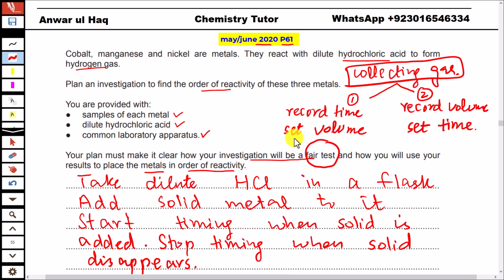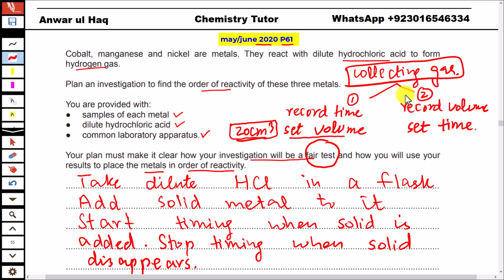For example, you fix the volume of gas to be 20 centimeter cube. Now, in this method, you have to collect the hydrogen gas that is produced after the reaction of metal with dilute hydrochloric acid, and you have to start timing when solid is added, stop timing when 20 centimeter cube of hydrogen gas is collected, and note the time. So the metal that will take least time to give 20 centimeter cube of gas is most reactive.